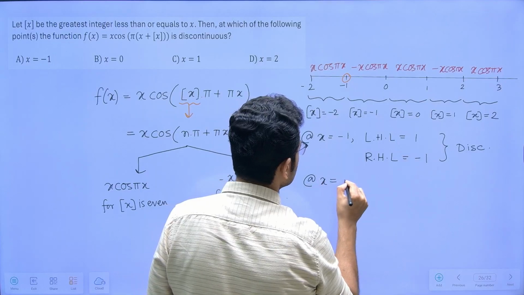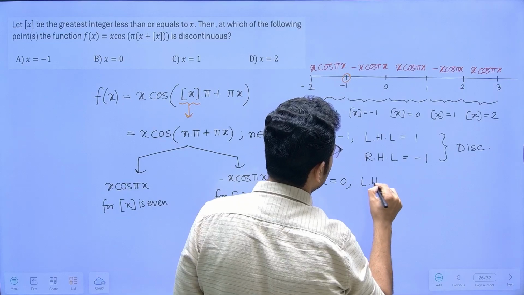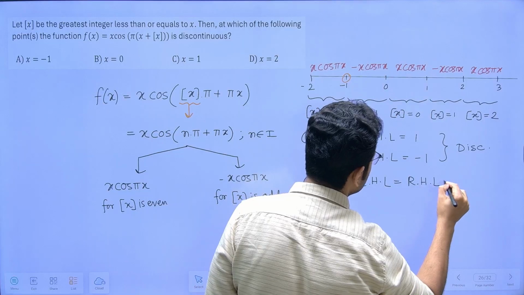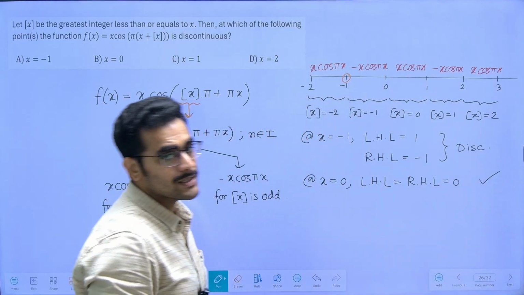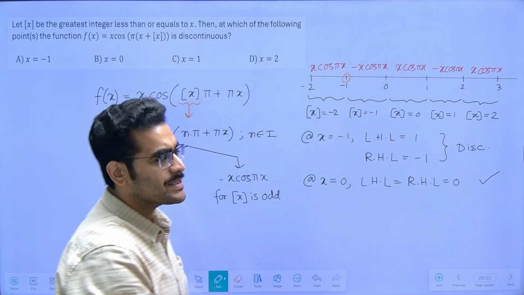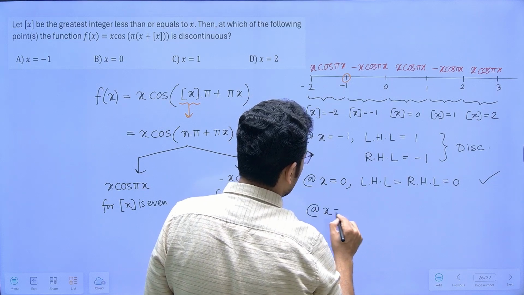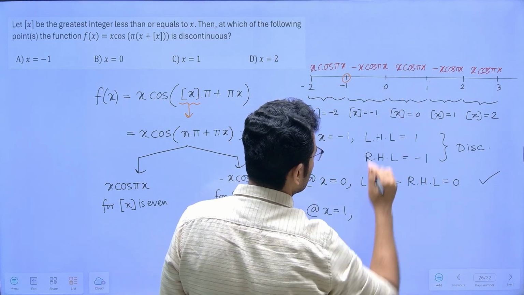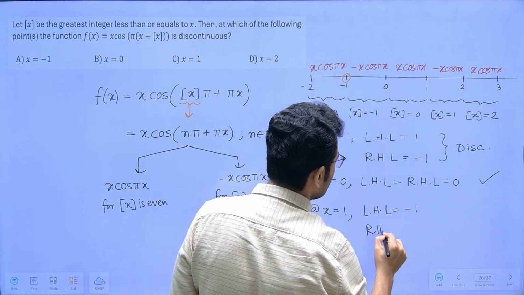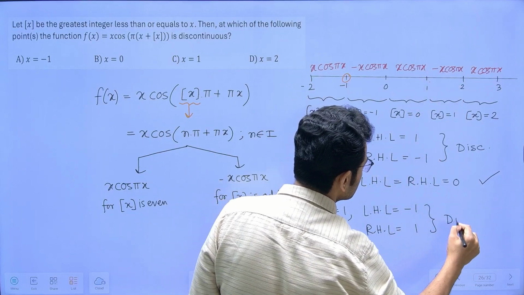Next, at x equal to 0, to the left of 0 we substitute x equal to 0, so LHL will be 0 and RHL will also be 0. So LHL equals RHL equals 0, and it will be continuous at x equal to 0. The limiting value is the same, 0. Again at x equal to 1, LHL, substituting 1 here, will be -1. For RHL, we substitute 1 here, that will be +1. So again it will be discontinuous.